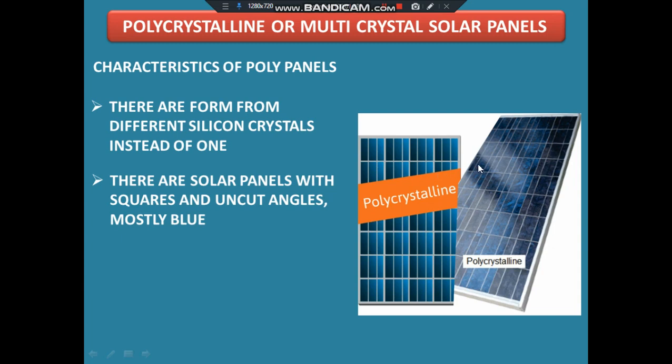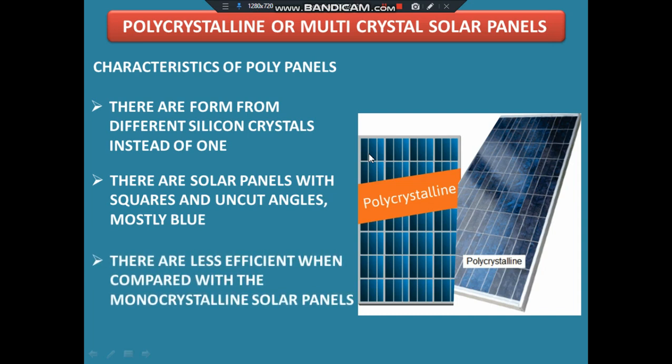If you remember when we were talking about the monocrystalline solar panels, you noticed that it was made up of rounded edges and they were black or dark in color, whereas the polycrystalline solar panel is blue in color with squares and uncut angles. They are not rounded. So when you go to buy your solar panel, even though you don't look at the solar panel nameplate, you notice that the angles here are sharp. They are not rounded and they are blue in color. You have to know that that is a polycrystalline solar panel.